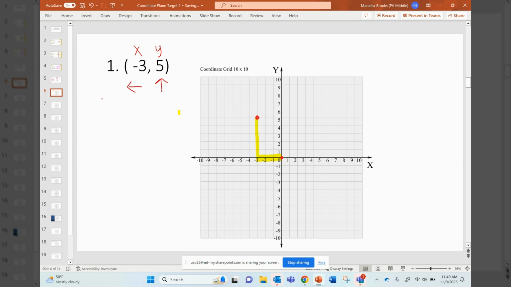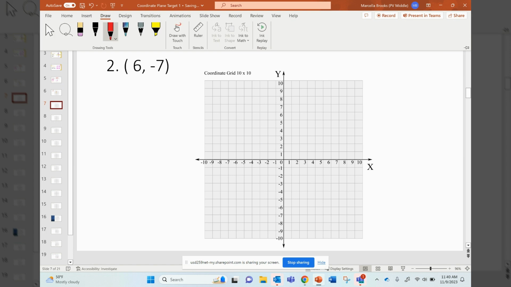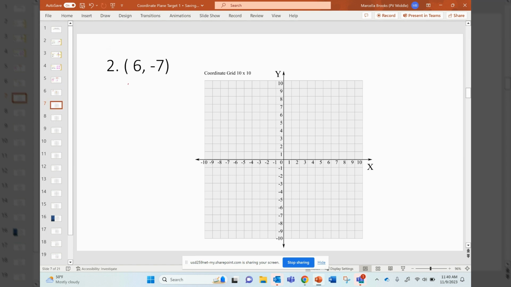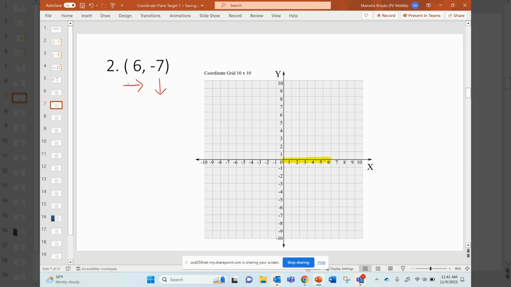So that is -3, 5. All right, next one we got +6, -7, which means I'm going to go right 6 and down 7. So start at the origin, going right to 6 and down to 7. Ooh, easier said than done.